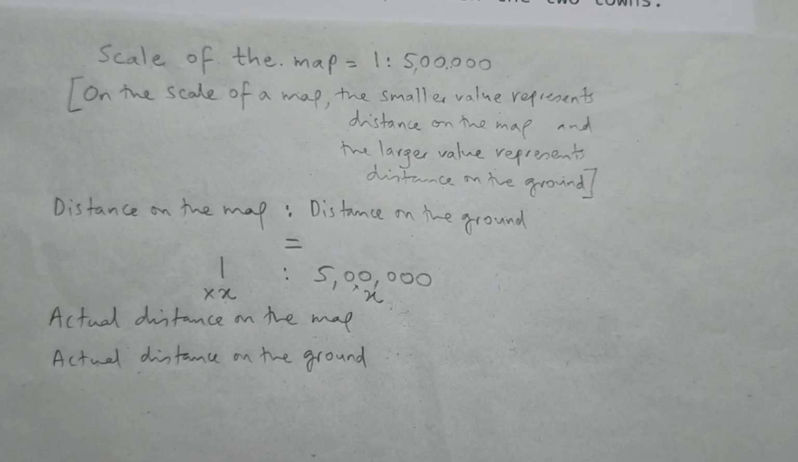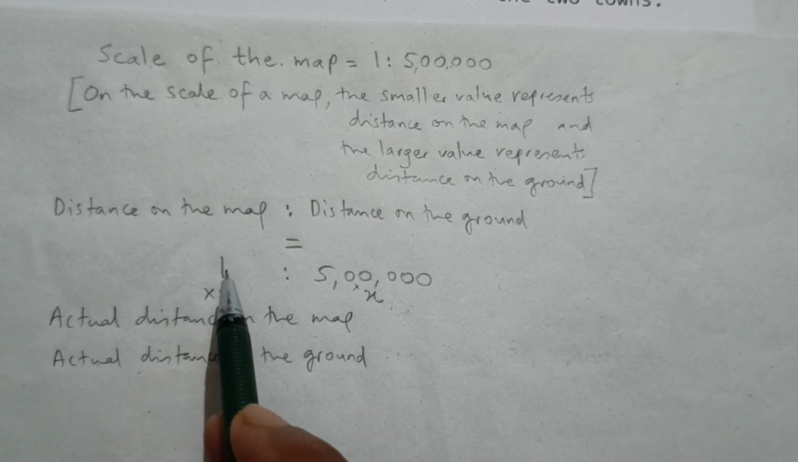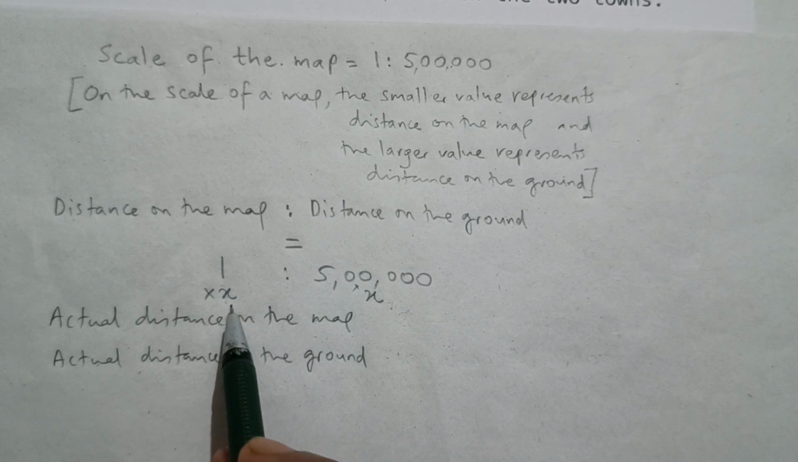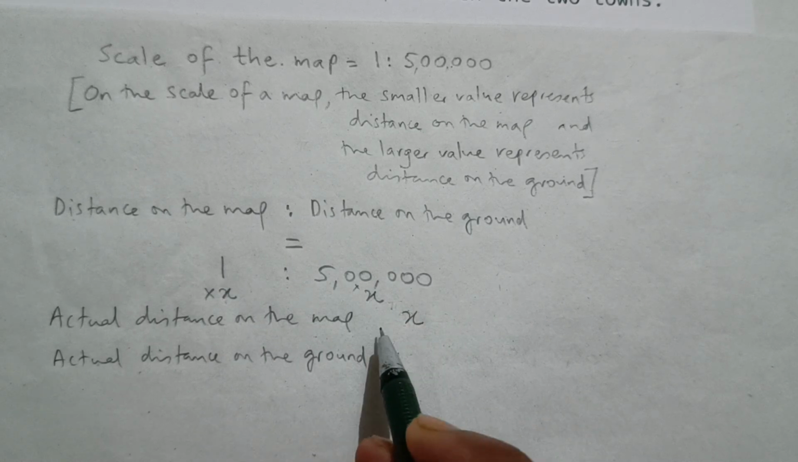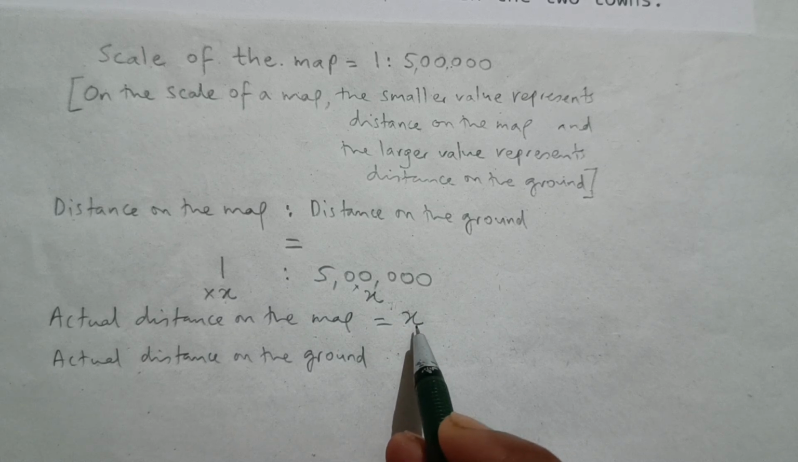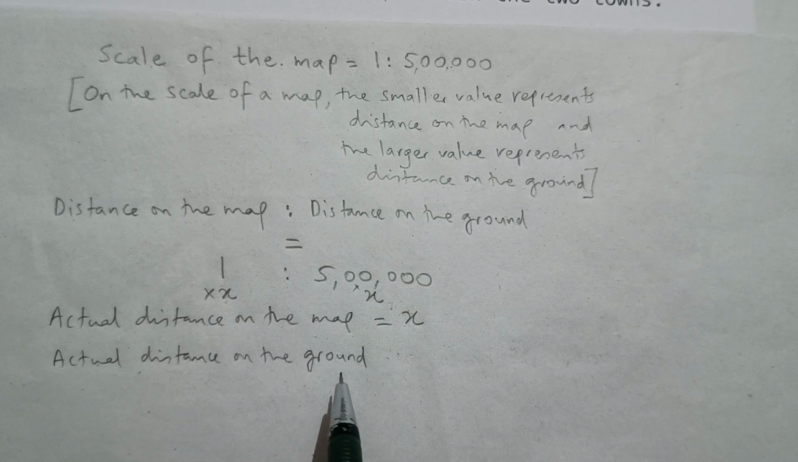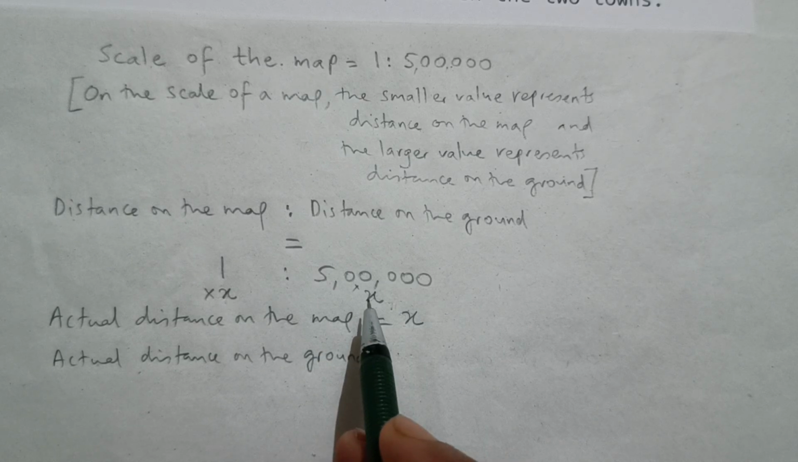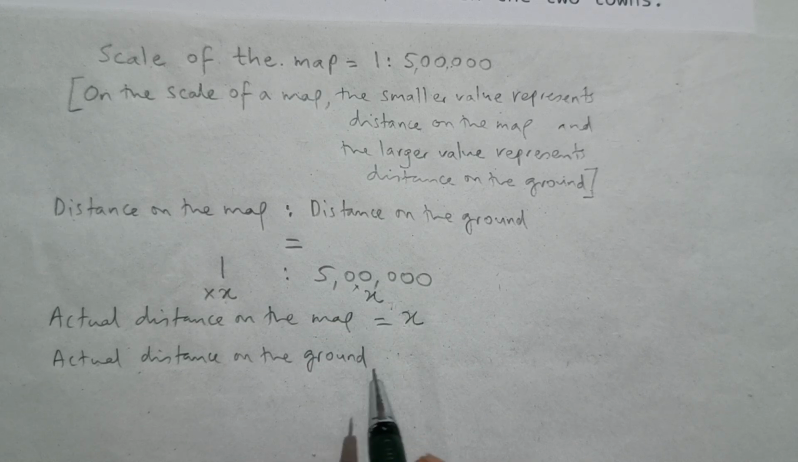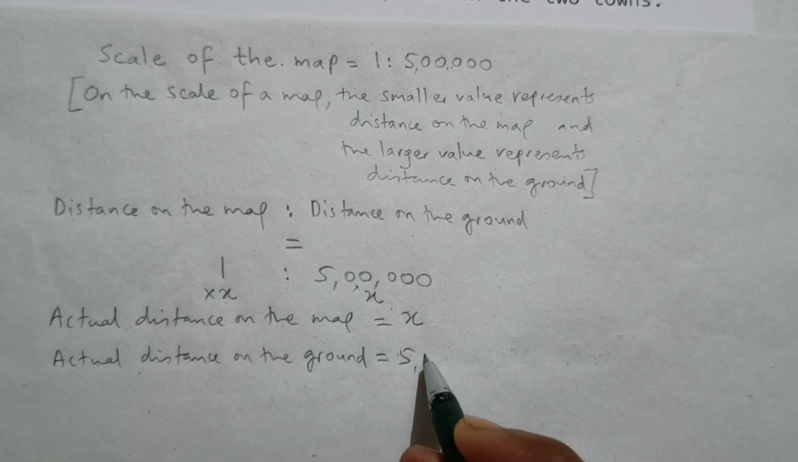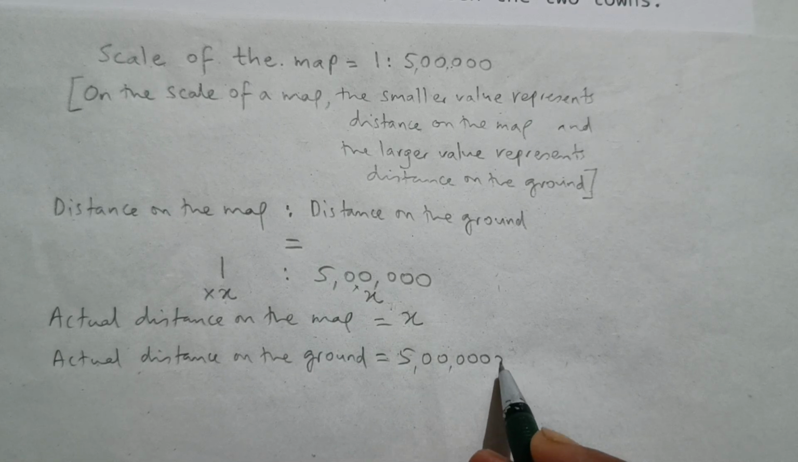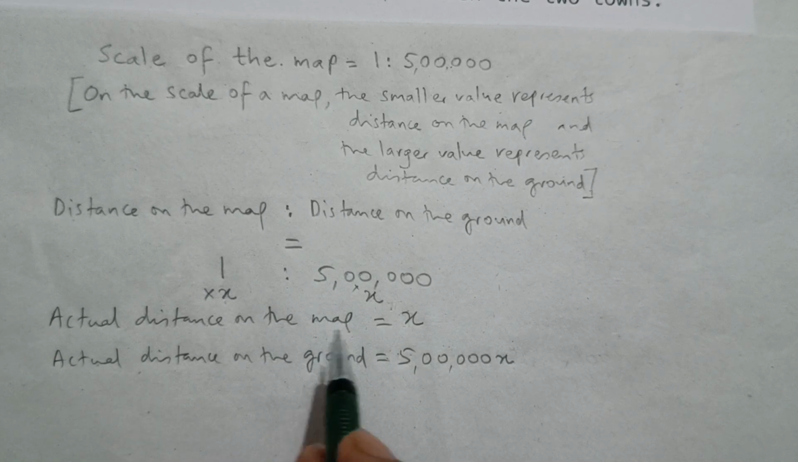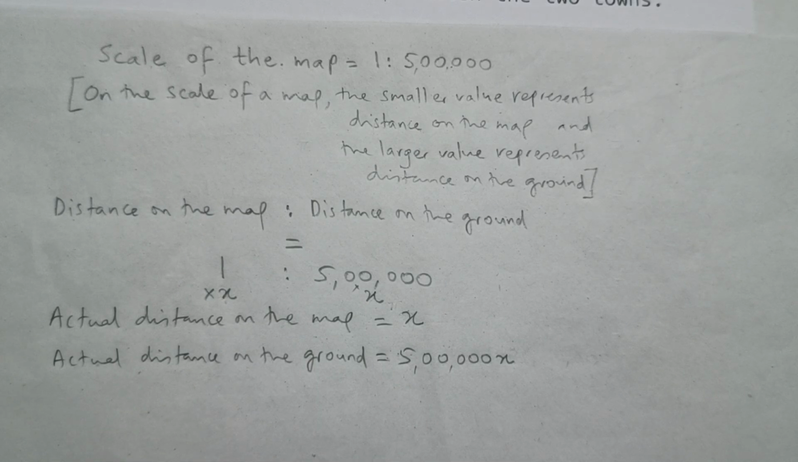If I do that, then what is the actual distance on the map? Actual distance on the map is 1 into x, which is x. And what is the actual distance on the ground? The actual distance on the ground is 5 lakh into x, which is 5 lakh x. So actual distance on the map is x and the actual distance on the ground is 5 lakh x.